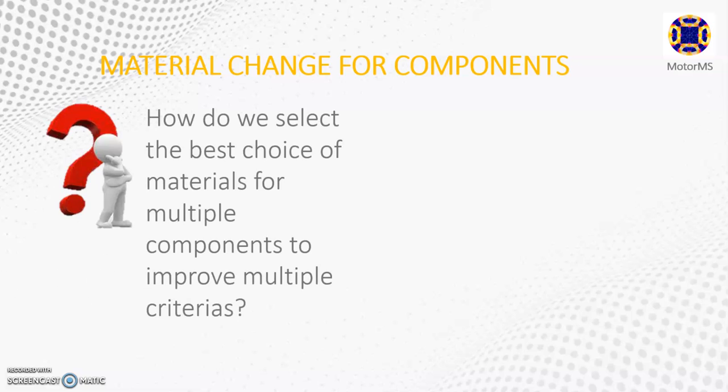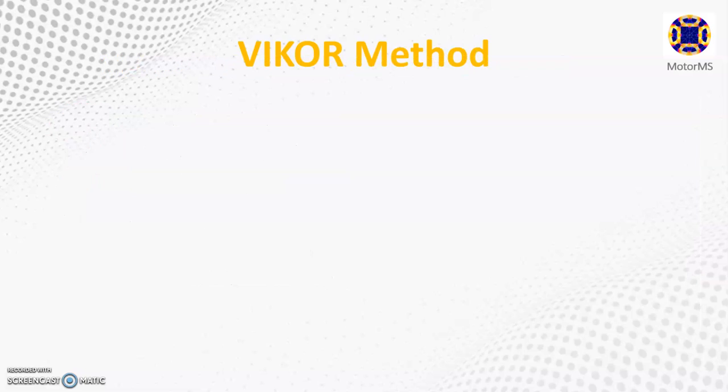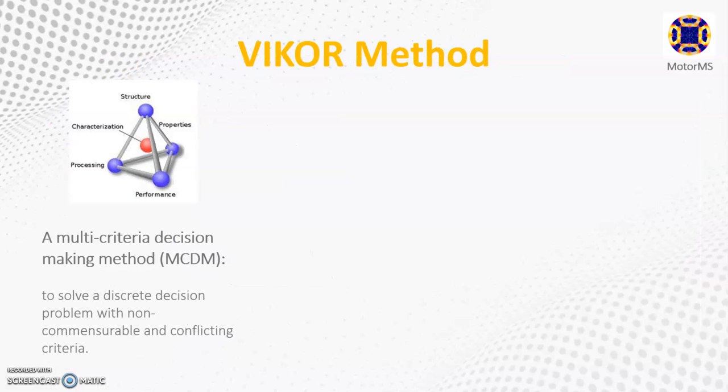So how do we select the best choice of materials for multiple components to improve multiple criteria, as mentioned just now, such as electromechanical performance, thermal performance, and others? There are many components, and how do we change the materials for different criteria for each component and part? So the solution is what we call the VIKOR method. So what is the VIKOR method?